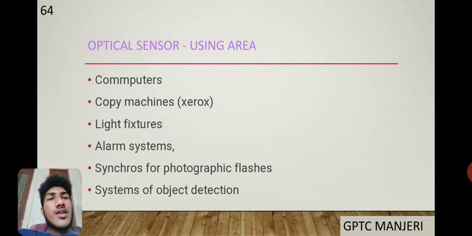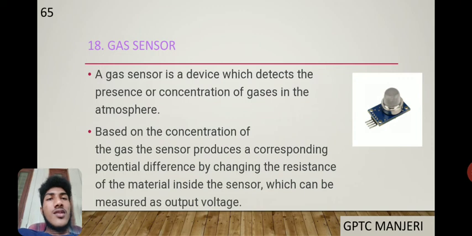Optical sensor usage areas: computers, copy machines, light fixtures, alarm systems, synchros for photographic flashes, and systems of object detection. Next we are going to discuss the gas sensor. A gas sensor is a device which detects the presence or concentration of gases in the atmosphere.